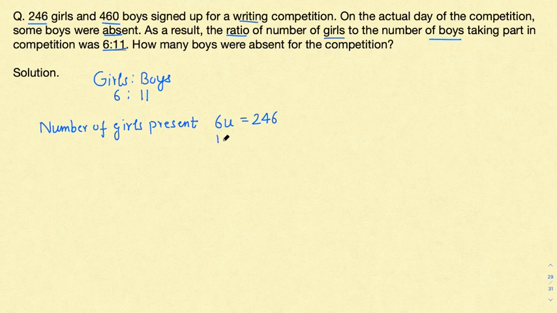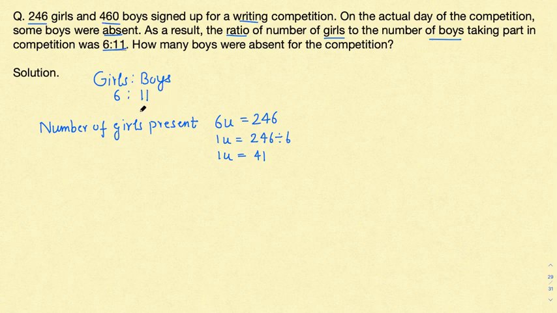So how much will be 1 unit? Obviously 1 unit will be 246 divided by 6, and that will give us 41. So hence we got how much 1 unit is. 1 unit is 41. So from this we can calculate how many boys were present at the competition.